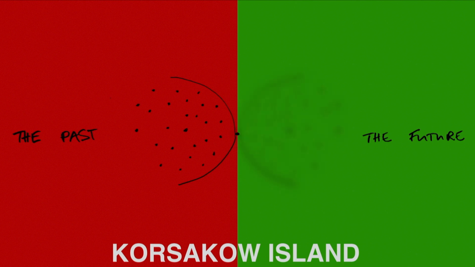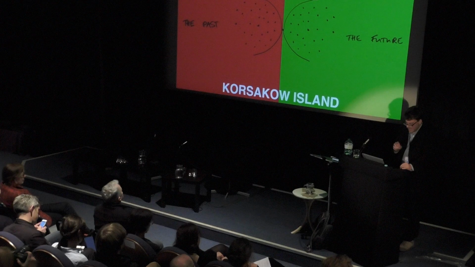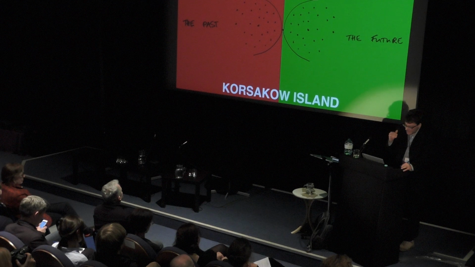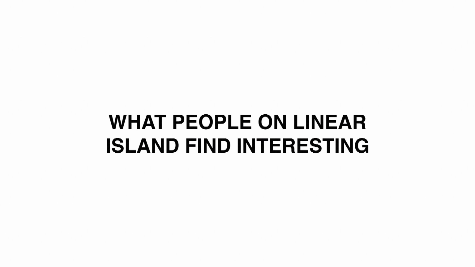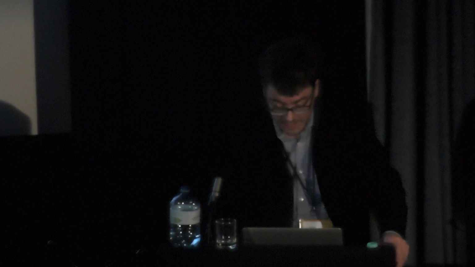And so is the future on Korsakow Island. There are multiple and not indefinite possibilities. The consequence of this thinking is that there is not a right way. And that means that there is no wrong way. I cannot make a wrong decision, which decreases conflict right away. What people on Linear Island find interesting.